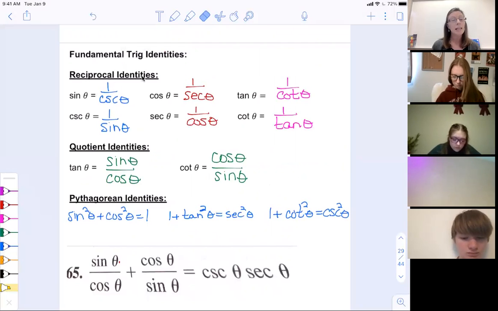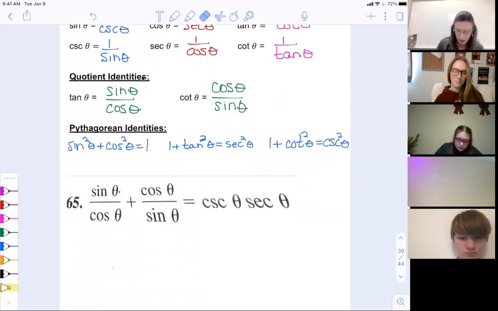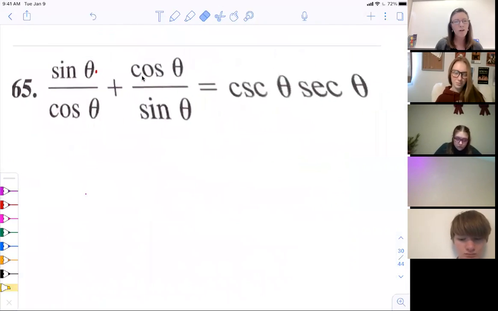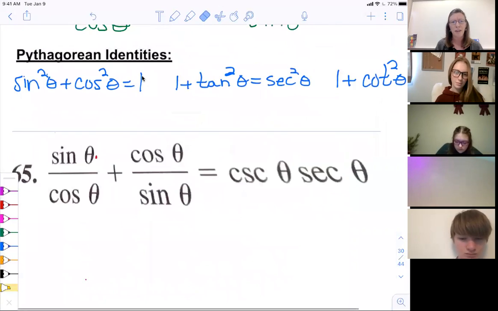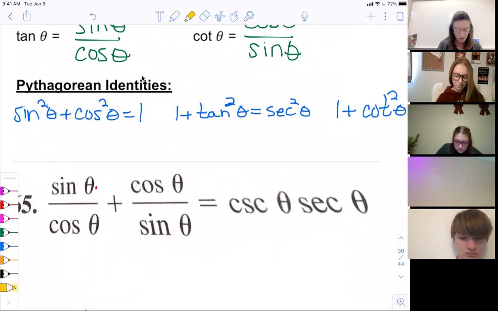So we have these 11 fundamental identities, which are just facts about trig functions. Number 65 gives us a wonderful problem that involves fractions, everybody's favorite thing to work with. Not only do you have to work with fractions, but you have to work with these sine and cosine problems in fractions, and figure out what to do with them, because our goal is to transform one side. And this is the key.